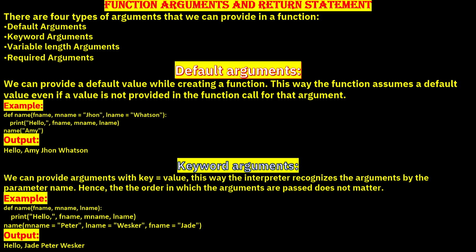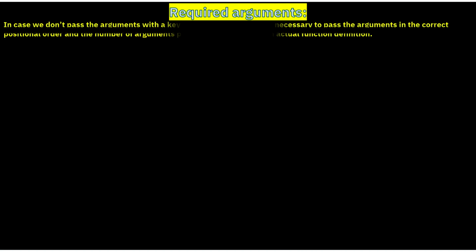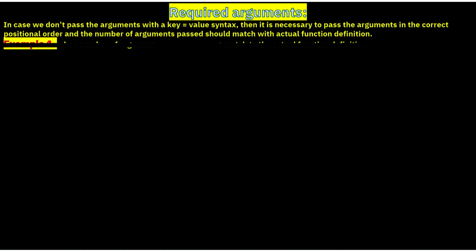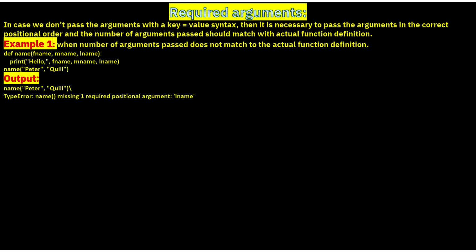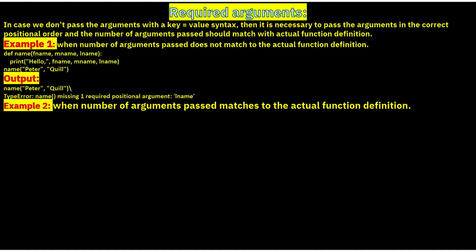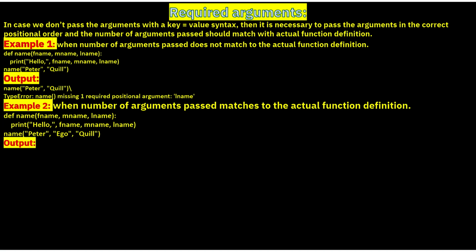Required arguments. In case we don't pass the arguments with the key equal to value syntax, then it is necessary to pass the arguments in the correct positional order, and the number of arguments passed should match the actual function definition. Example 1. When the number of arguments passed does not match the actual function definition: def name(fname, mname, lname): print("Hello", fname, mname, lname). name("Peter", "Quill"). Output: TypeError: name() missing one required positional argument: 'lname'.